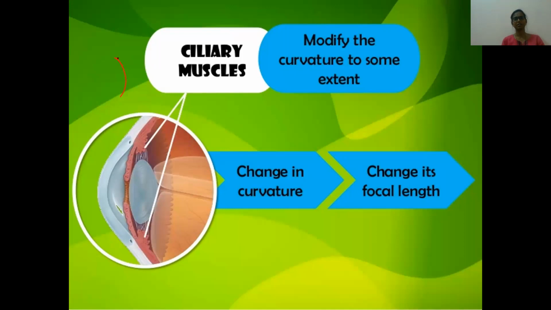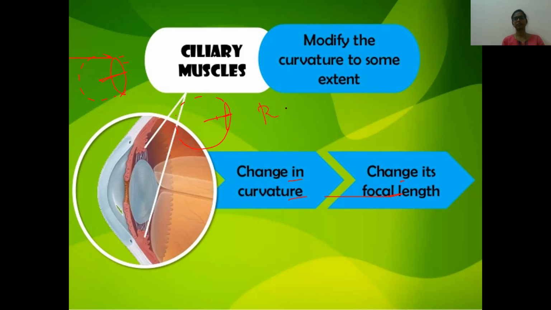If this is a curvature, suppose this is a lens, it is like some curved surface. Now radius of curvature, see, this is a radius of curvature. If it is a very, very thin lens like this, what will happen? That time curvature is still bigger, so the radius of curvature increases. If radius increases, what happens? The focal length changes. If the curvature changes, focal length also changes.